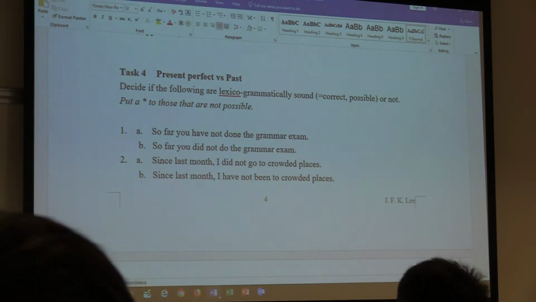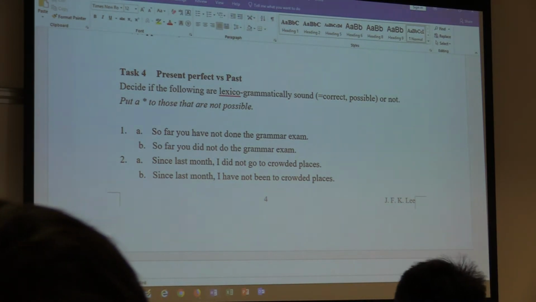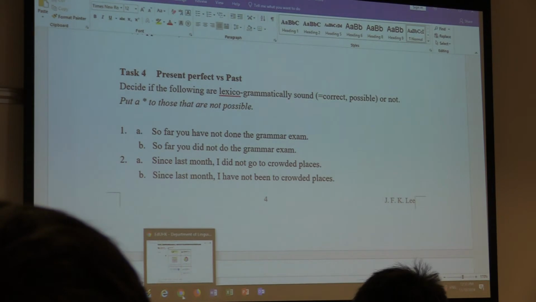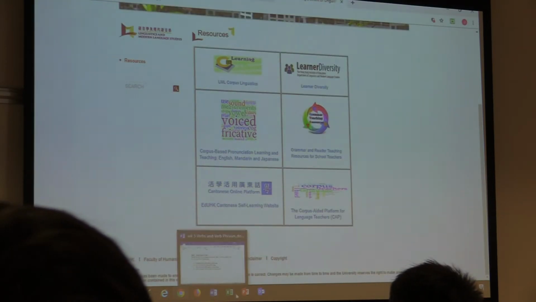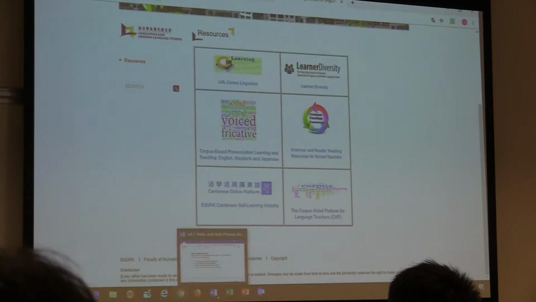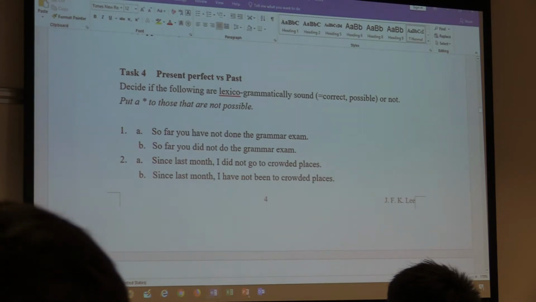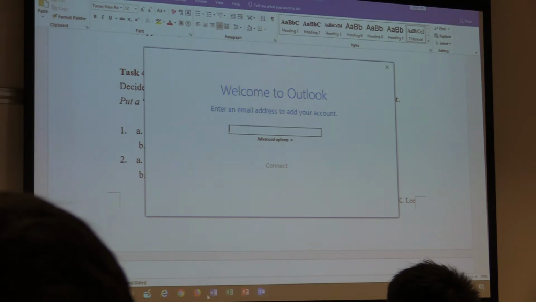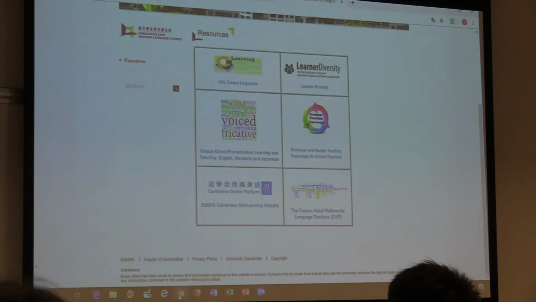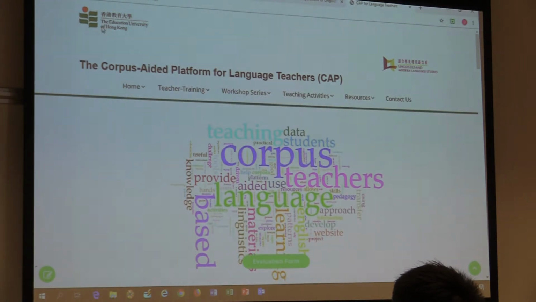Where should I go? Let's see. Where is our worksheet? Maybe get back to here.